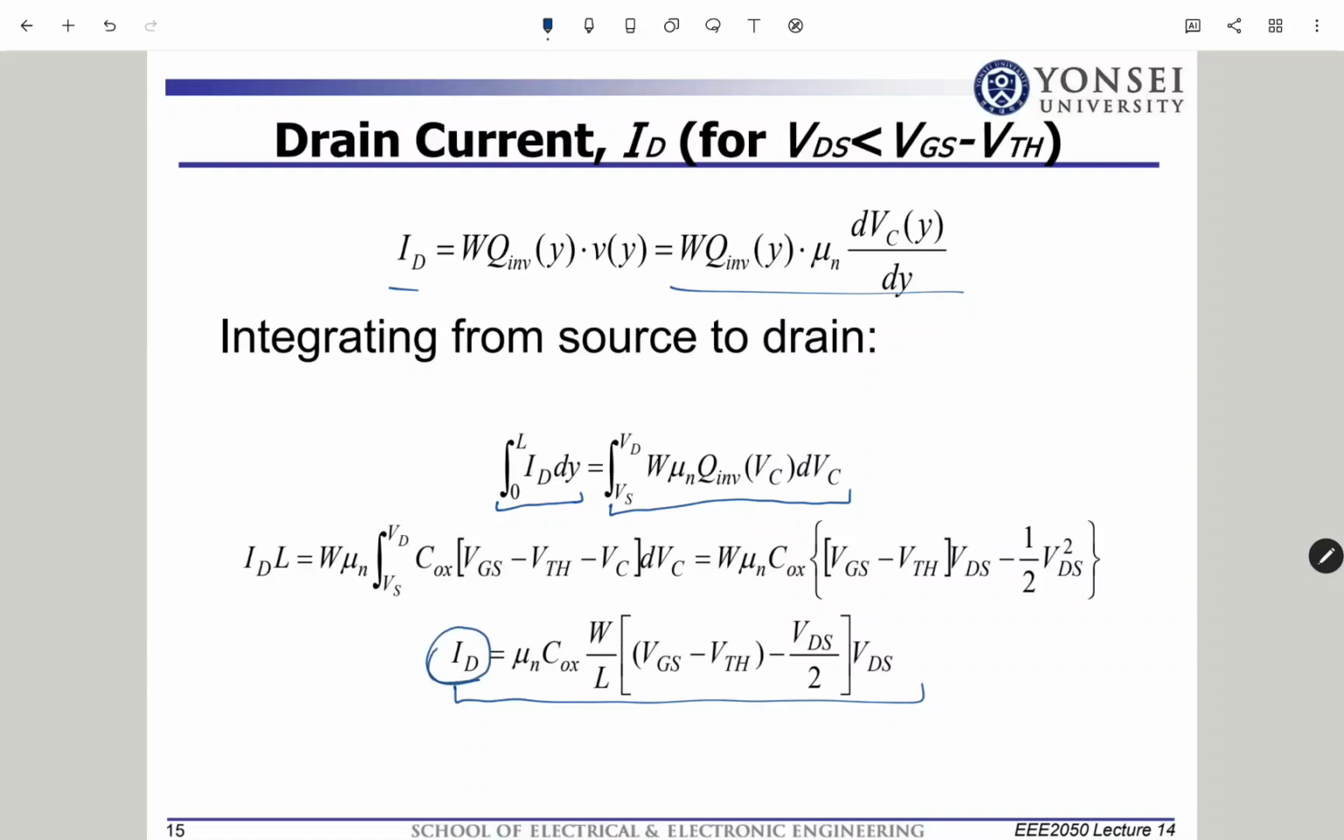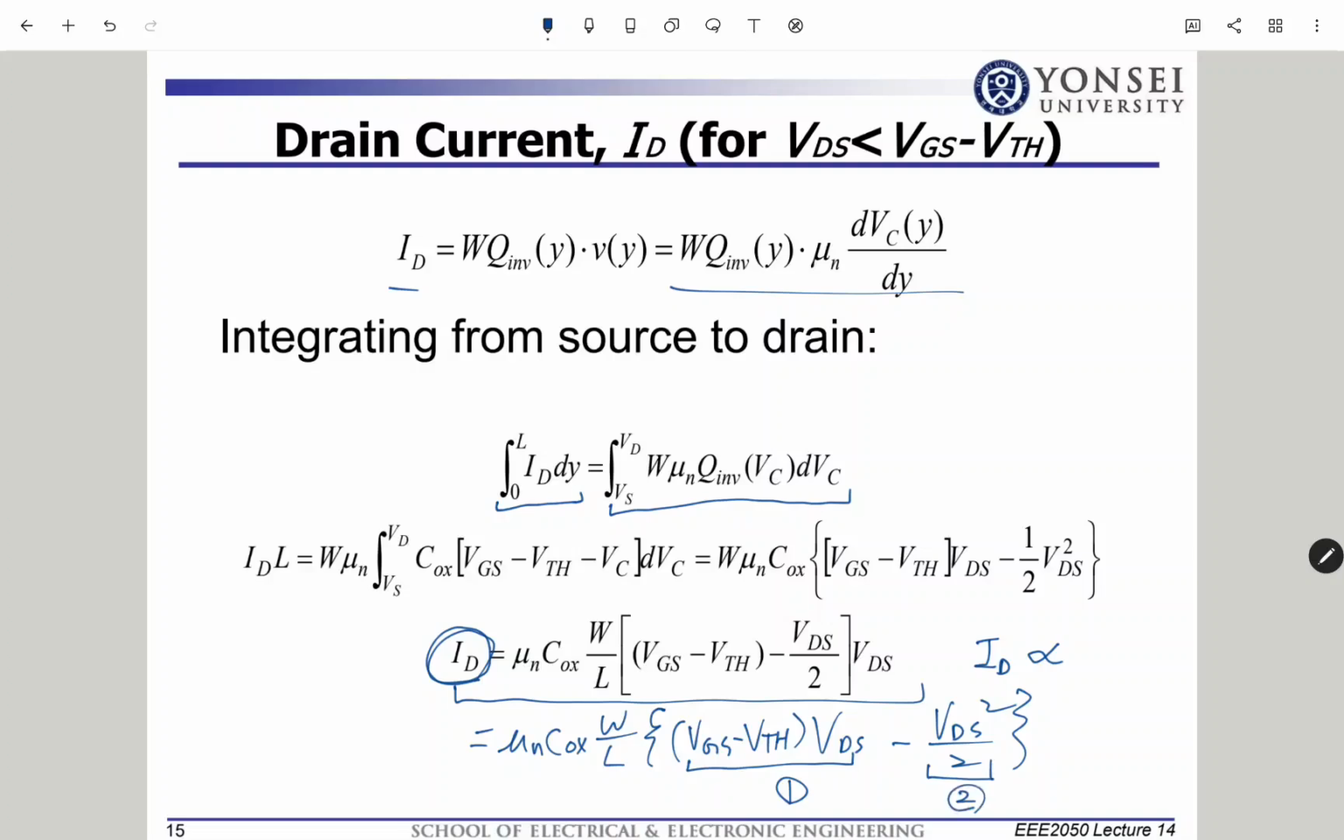So you see that ID is proportional to what? Let me expand this expression. In that case, we get VGS minus V threshold, VDS minus VDS squared over this one. Okay? Now, please listen carefully. Let us compare the first term and the second term.